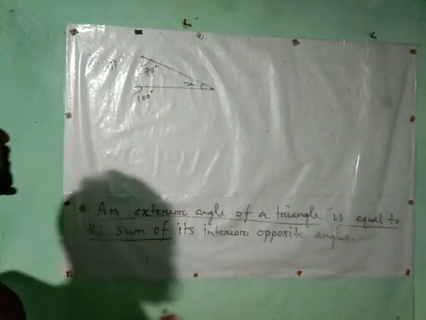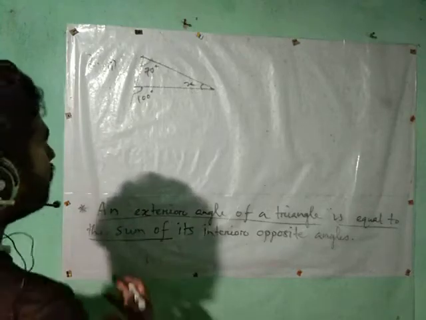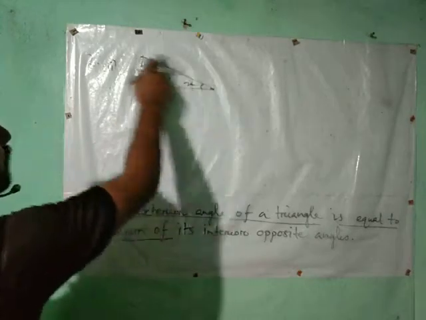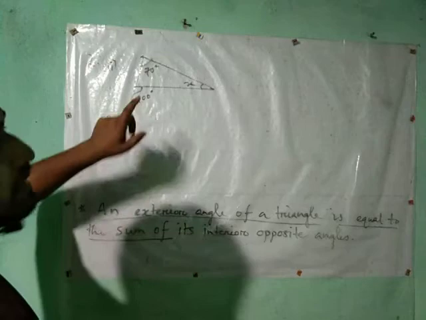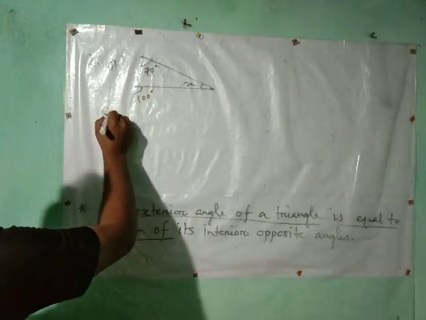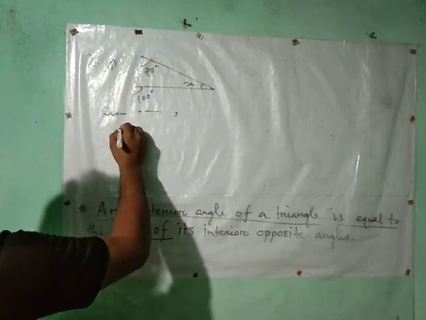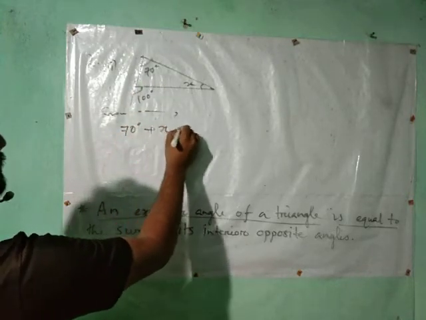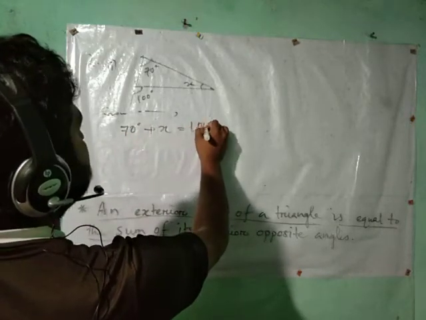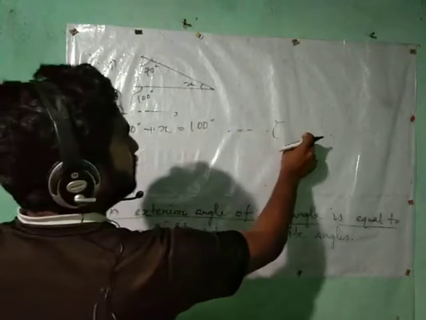So if you look here, this is an exterior angle. We have to judge that because this is outside the triangle. Yes or no? So I will call it the exterior angle. So this must be equal to the sum of these two distant opposite interior angles, right? So from figure you have to write, 70 degree plus x equals what? 100 degree. Why? Again you have to write the same thing here.